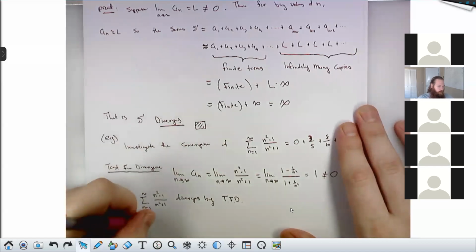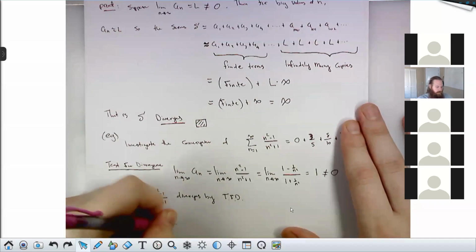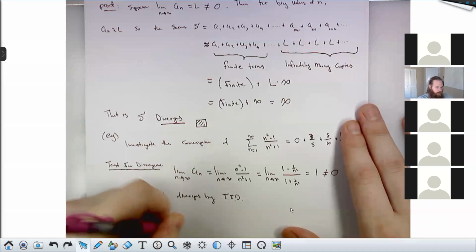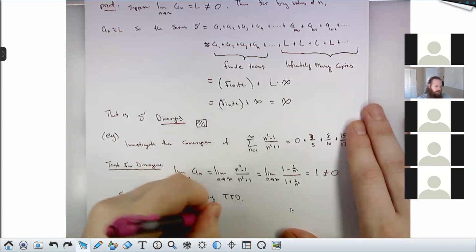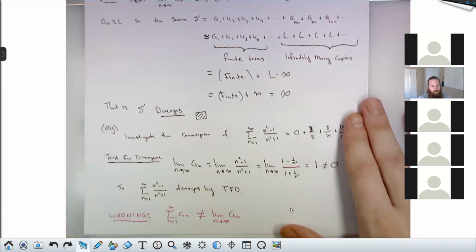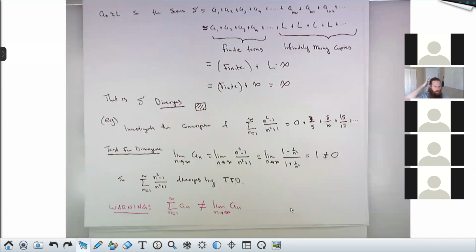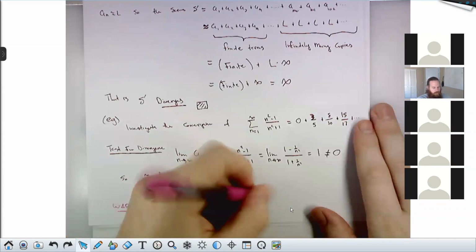So I do have one more warning associated with this. The series sigma n from wherever to infinity of a_n is not the same as the limit as n goes to infinity of a_n. Every semester on exam 2, I see at least one person say that these are the same. They write this equals this, and that's just not true. They're totally different things.